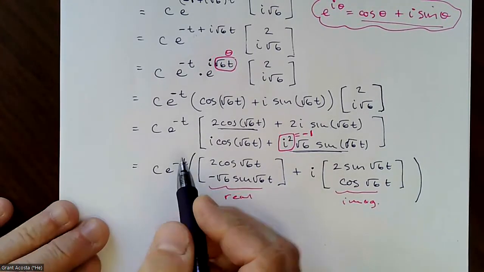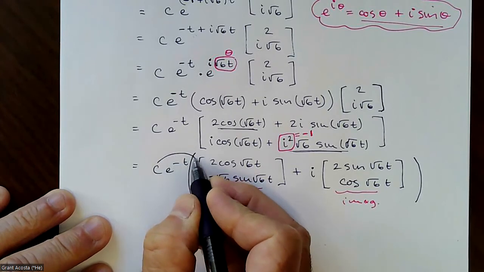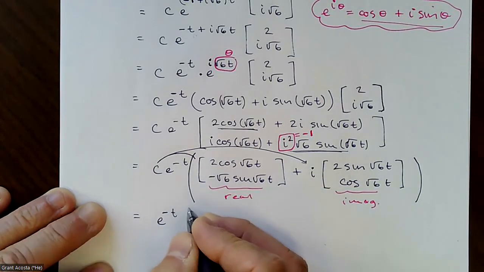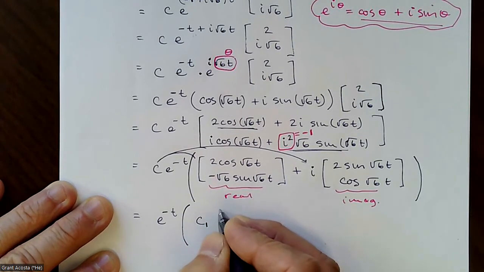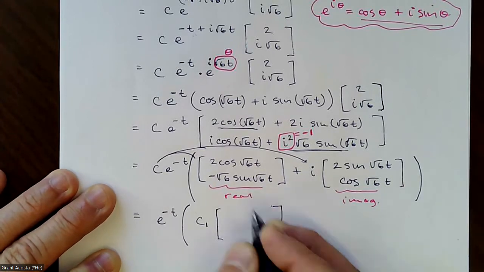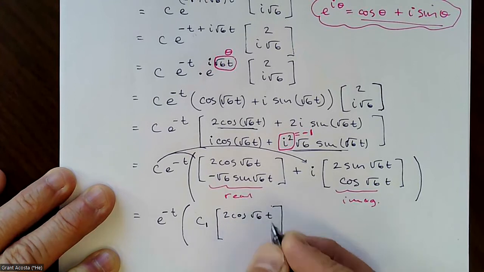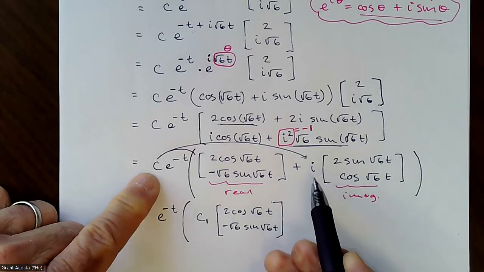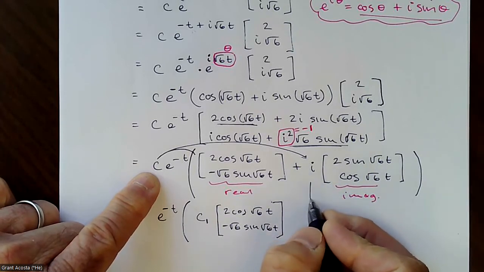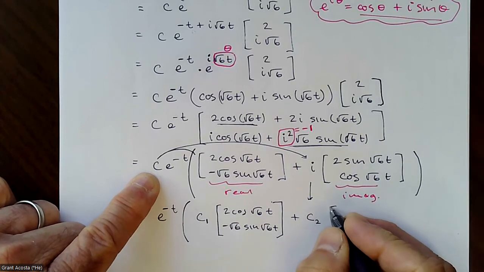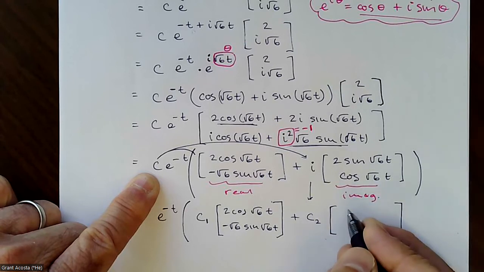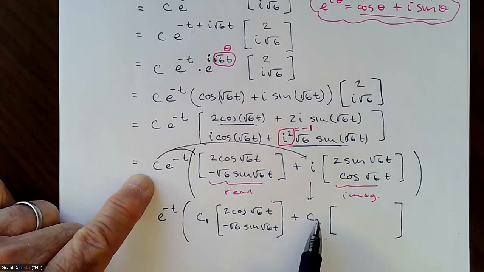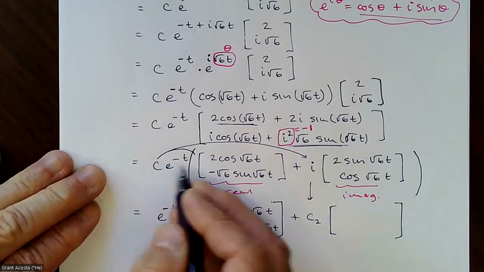Okay, next step. I'm going to distribute this constant c in here, and this is where it's a little bit weird. If I distribute this constant here, I'm going to have e to the negative t times some constant. I'm going to call that c1, times 2 cosine root 6t negative root 6 sine root 6t. Now here's the thing, this is a little strange, I know. If I take a constant times i, I'm just going to call that another constant times this vector. That seems a little weird, but I'm not claiming that constant has to be real. A constant times i could be imaginary too. I'm just going to call it C2, so C2 is C times i.